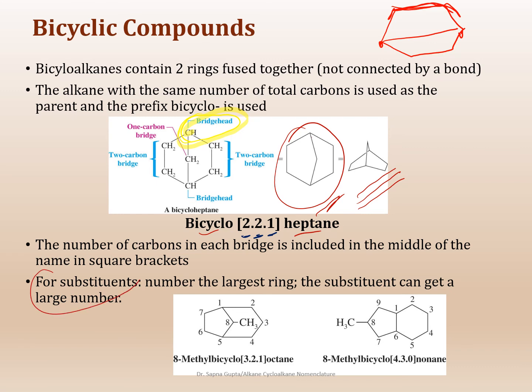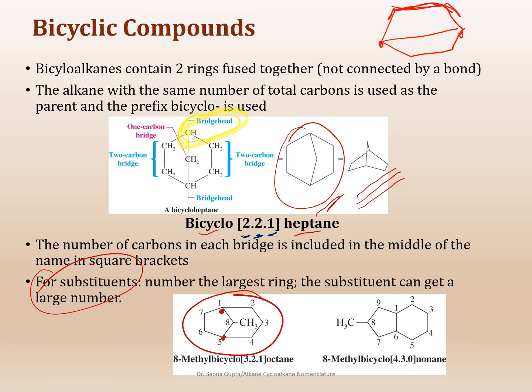Now, if you have substituents in your ring, then you have to number all the rings. So, for example, in this case, you have numbered all the carbons. There are two rules for this. Number one, you will always start from the bridgehead carbon. You can see that over here also. So whether you started from 1 or 5, it did not matter. You have to start from a bridgehead carbon.